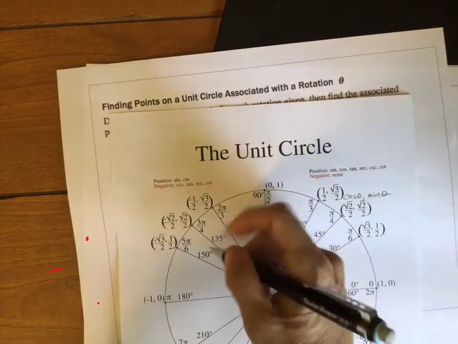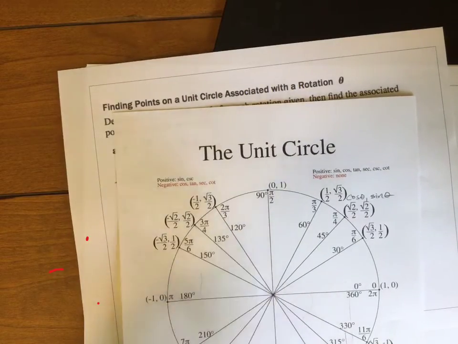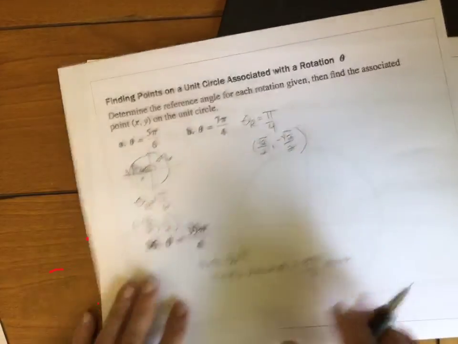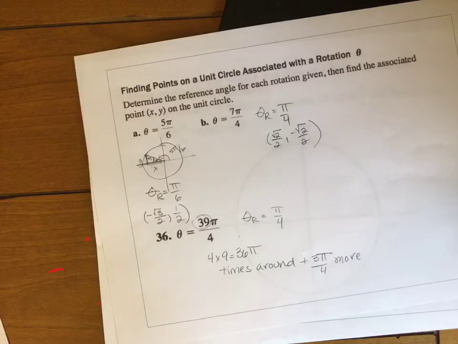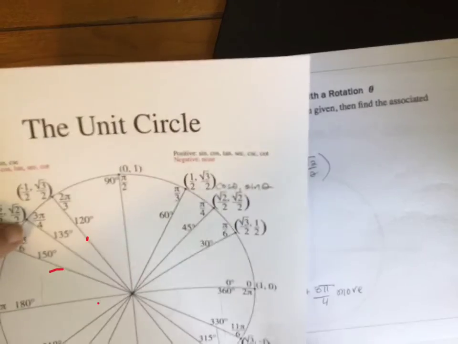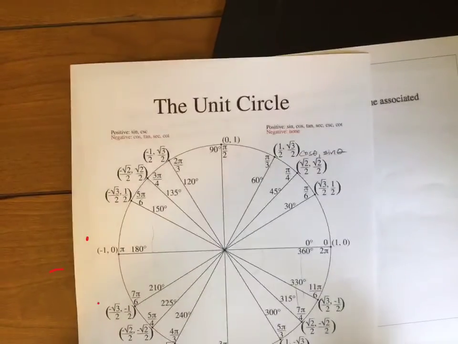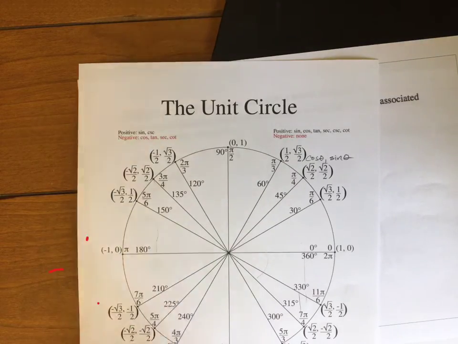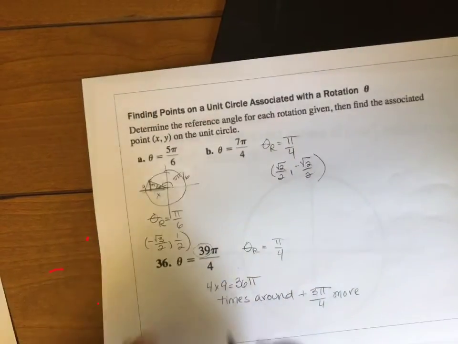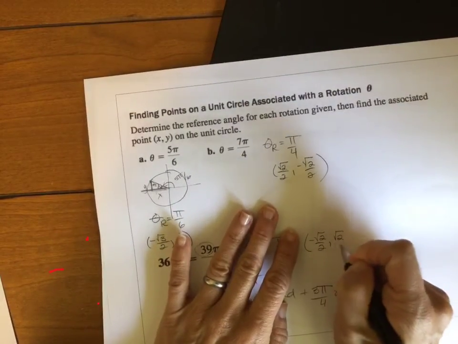Here's pi. My reference angle would be between this terminal side and the x-axis. That's 45 degrees. So my reference angle here is pi over 4. And I can see what my values are for x and y in quadrant 2. It's negative root 2 over 2 because x is negative in quadrant 2 and y is positive. So my values here are negative root 2 over 2 and a positive root 2 over 2.